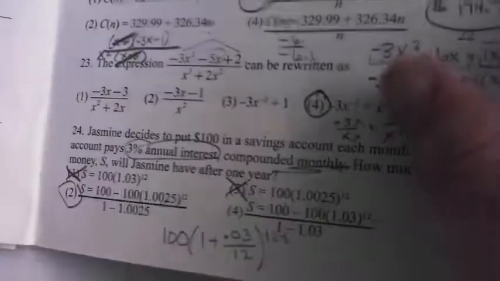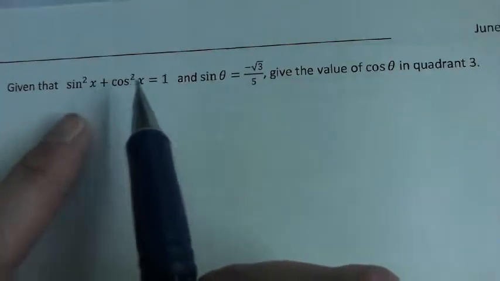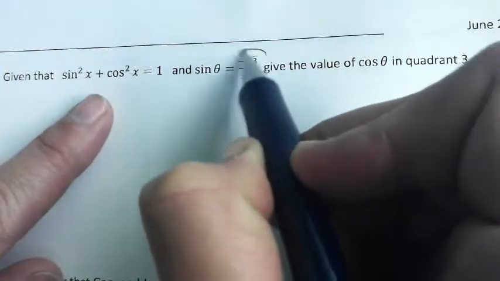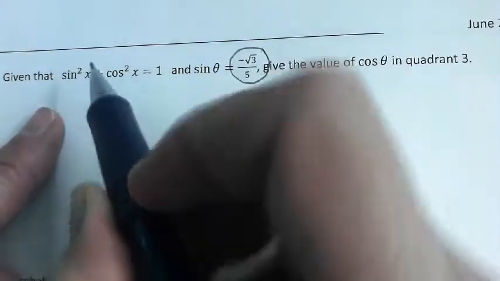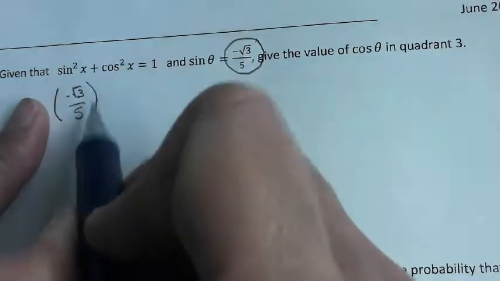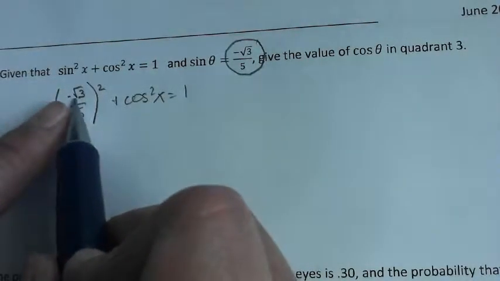Okay, let's pause there for just 1 second and go over this. Given the sine squared plus cosine squared equals 1, find the value of cosine. You have the sine value to plug in, so do it in parentheses. I saw a lot of mistakes because people didn't square properly. And then we're just solving for cosine squared. When you square a negative, it becomes positive.